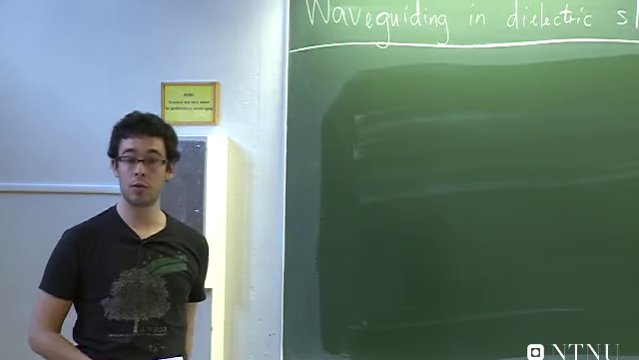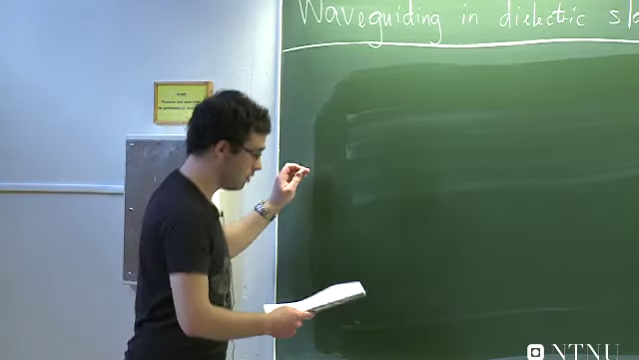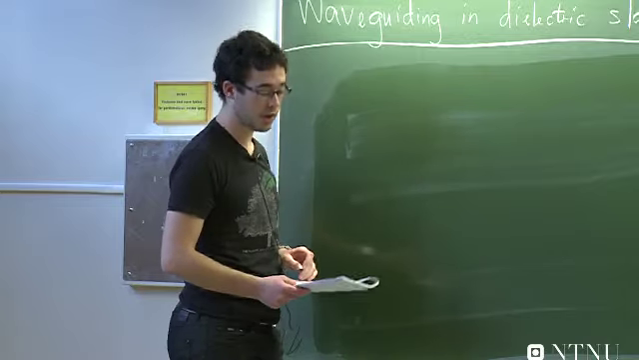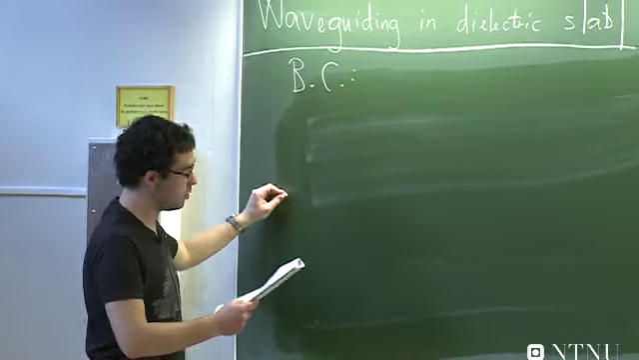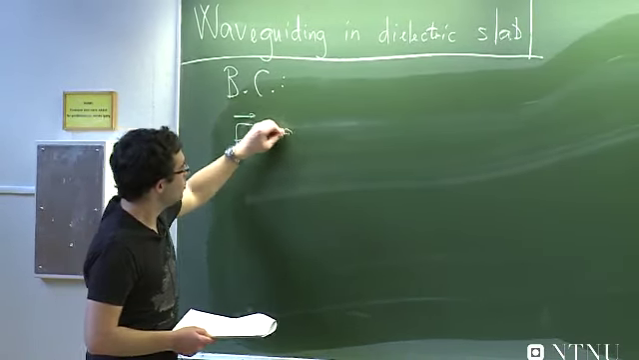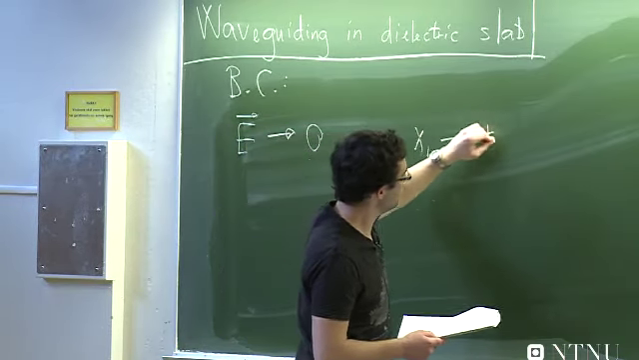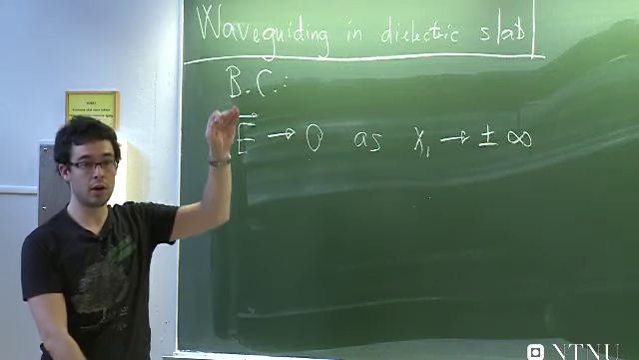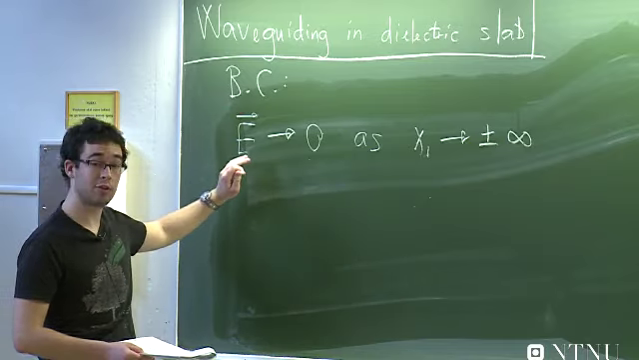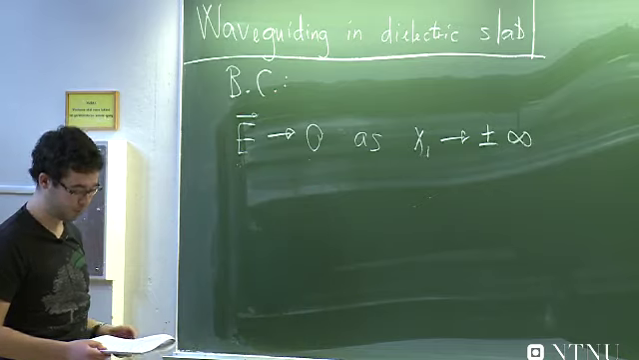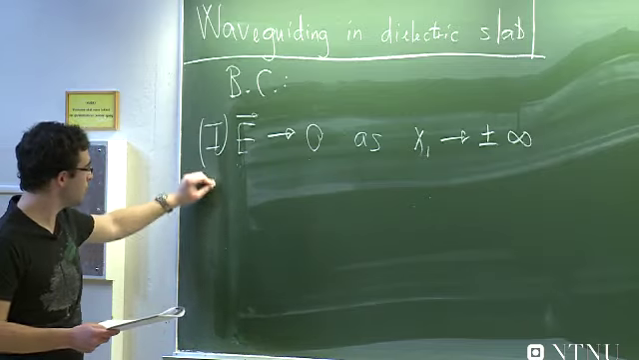Anyway, now, as I said, to get A, B, C, and D, we need the boundary conditions, because those are important, right? They will constrain what kind of solutions we can have. And the boundary conditions are as follows. The electric field will have to go to 0 as x1 goes to plus minus infinity. So if I go away from the dielectric slab, I will have no field. I'm saying that the field should be confined to the dielectric slab. Okay? So that's boundary condition 1.